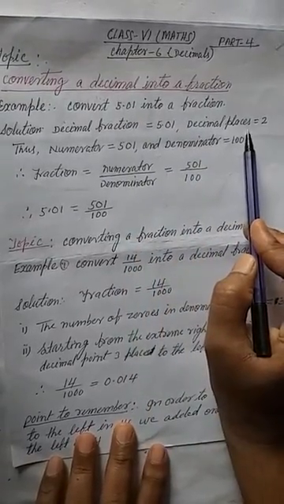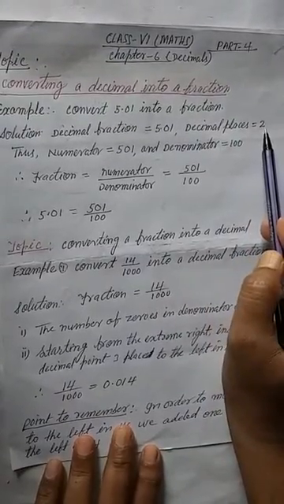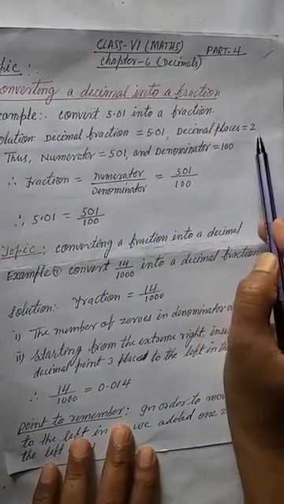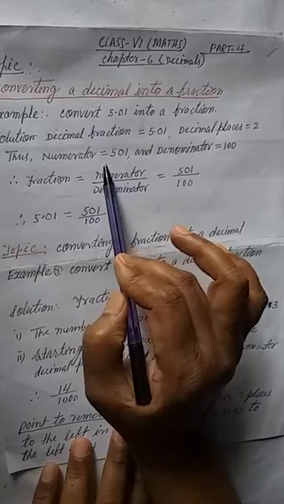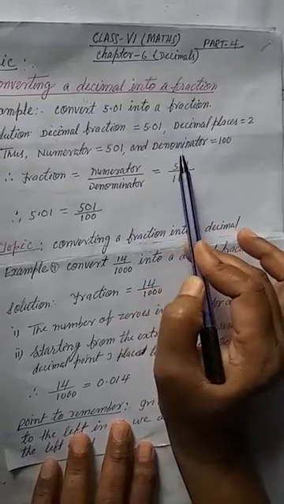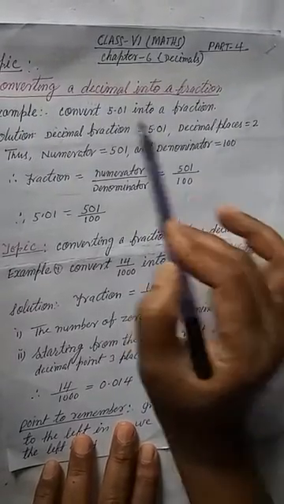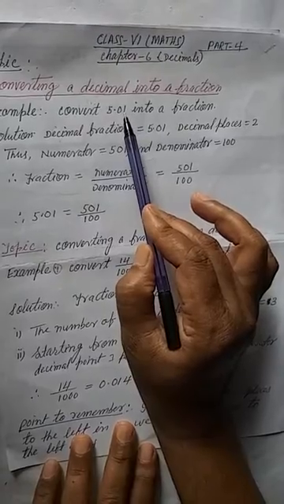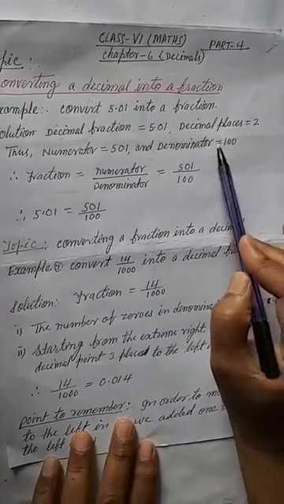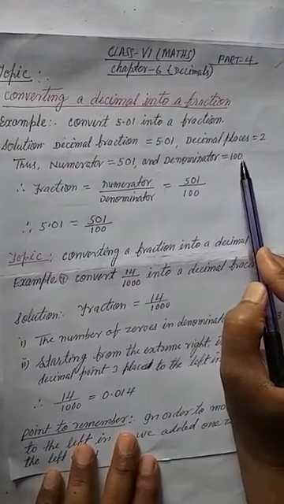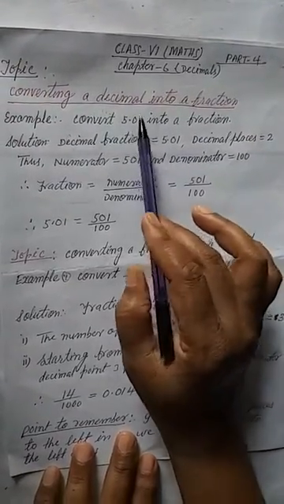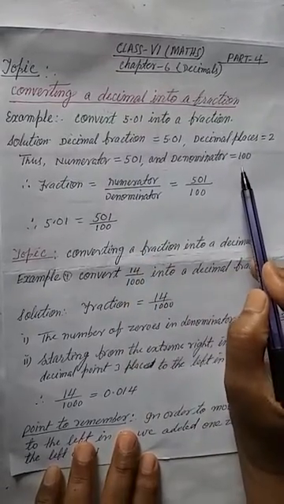Now the decimal places are 2. How do you say decimal places 2? Because after the decimal point there are 2 digits, so the decimal places are 2. It means the numerator is 501, removing the decimal point, and the denominator is 100. After the decimal point there are 2 digits, so you put 1 and 0 0, two zeros. And keep in mind, for the decimal point we consider 1.